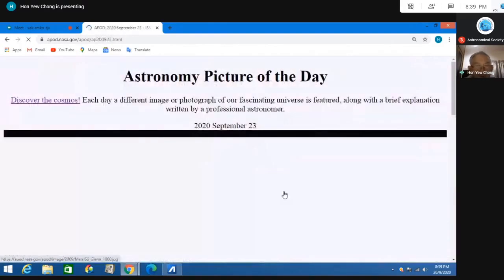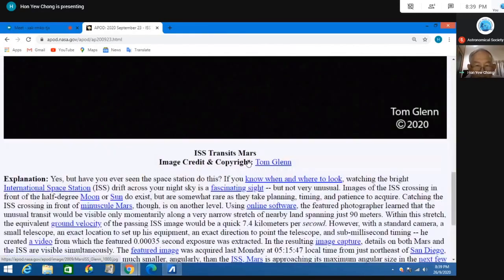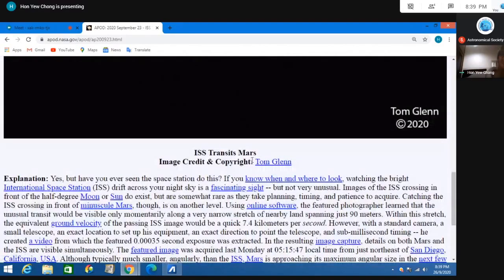Now, this is very great. Oh, there you are. On the right is the International Space Station. On the left is Mars. Mars, all right. Taken by Tom Glenn. Now, Tom Glenn is a research scientist and amateur astrophotographer from California. So basically, he took a picture near a place called San Diego. San Diego is the southernmost part of California, just to the south of Los Angeles.